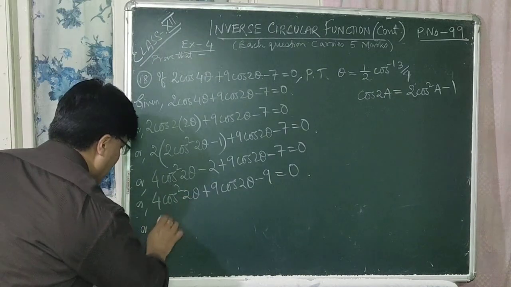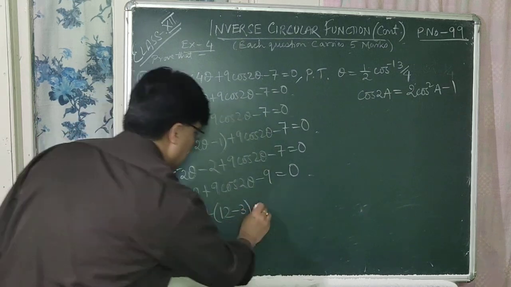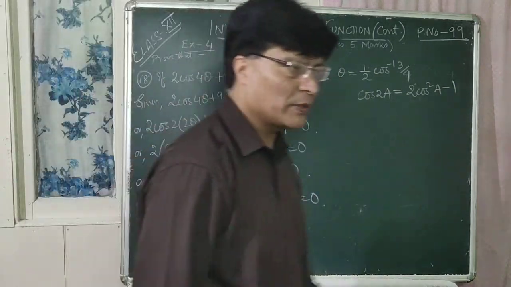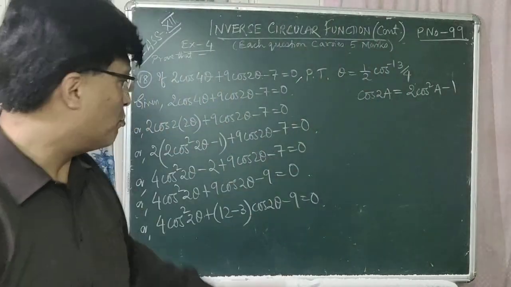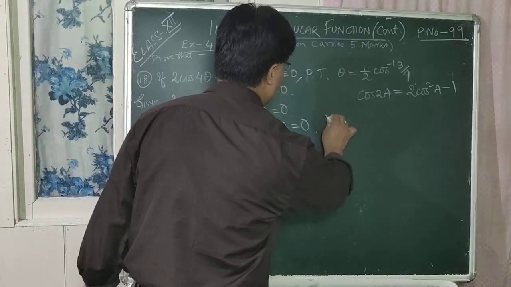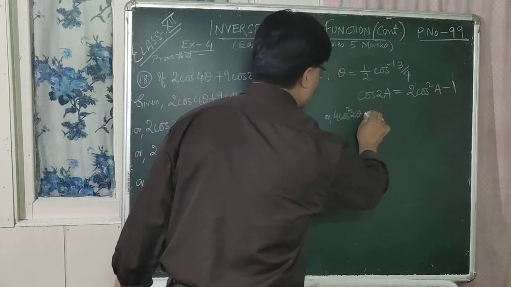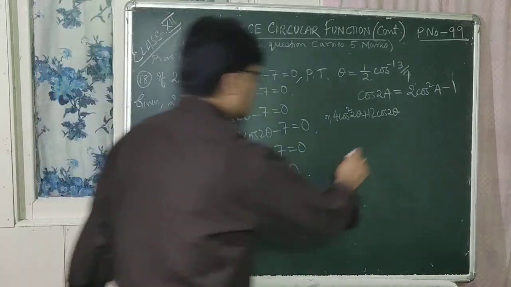So let us write 4 cos square 2 theta plus (12 minus 3) into cos 2 theta minus 9, which is equal to 0. Is that clear? So now you can easily factorize that expression, that is 4 cos square 2 theta plus within bracket 12 minus 3 bracket close into cos 2 theta minus 9 is equal to 0. Okay? So, or 4 cos square 2 theta, right? Plus 12 cos 2 theta. Next, plus and minus 3 cos 2 theta.